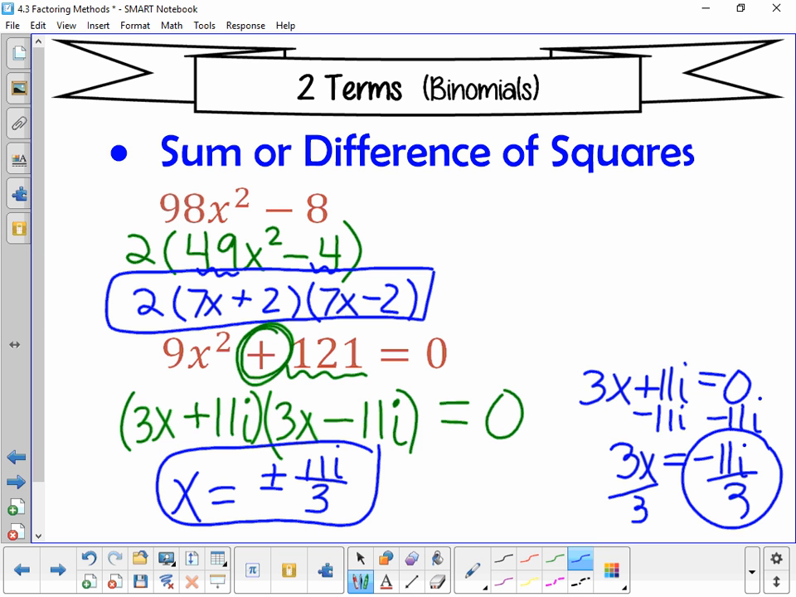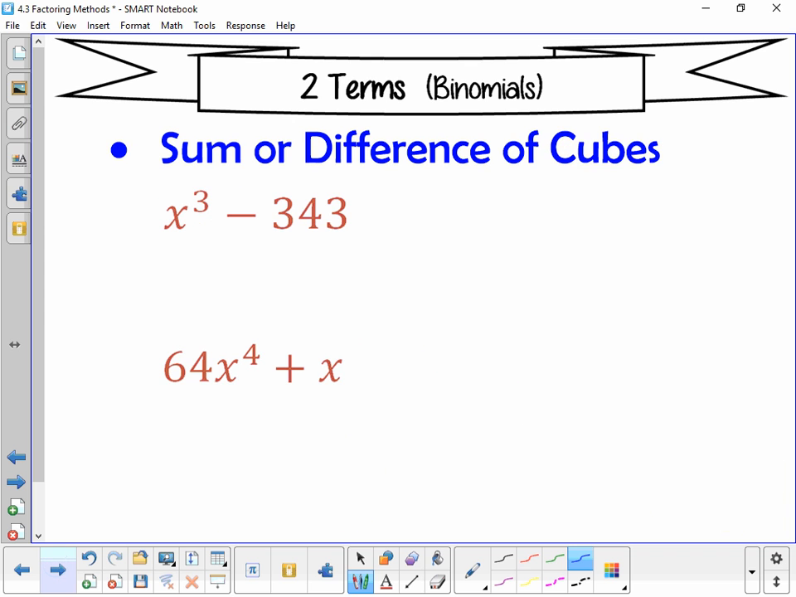So that's our review of our sum and difference of squares. Sometimes we also have a sum and difference of cubes. The first one is a difference. So our pattern tells us that a to the third minus b to the third is the same as a minus b times a squared plus ab plus b squared.